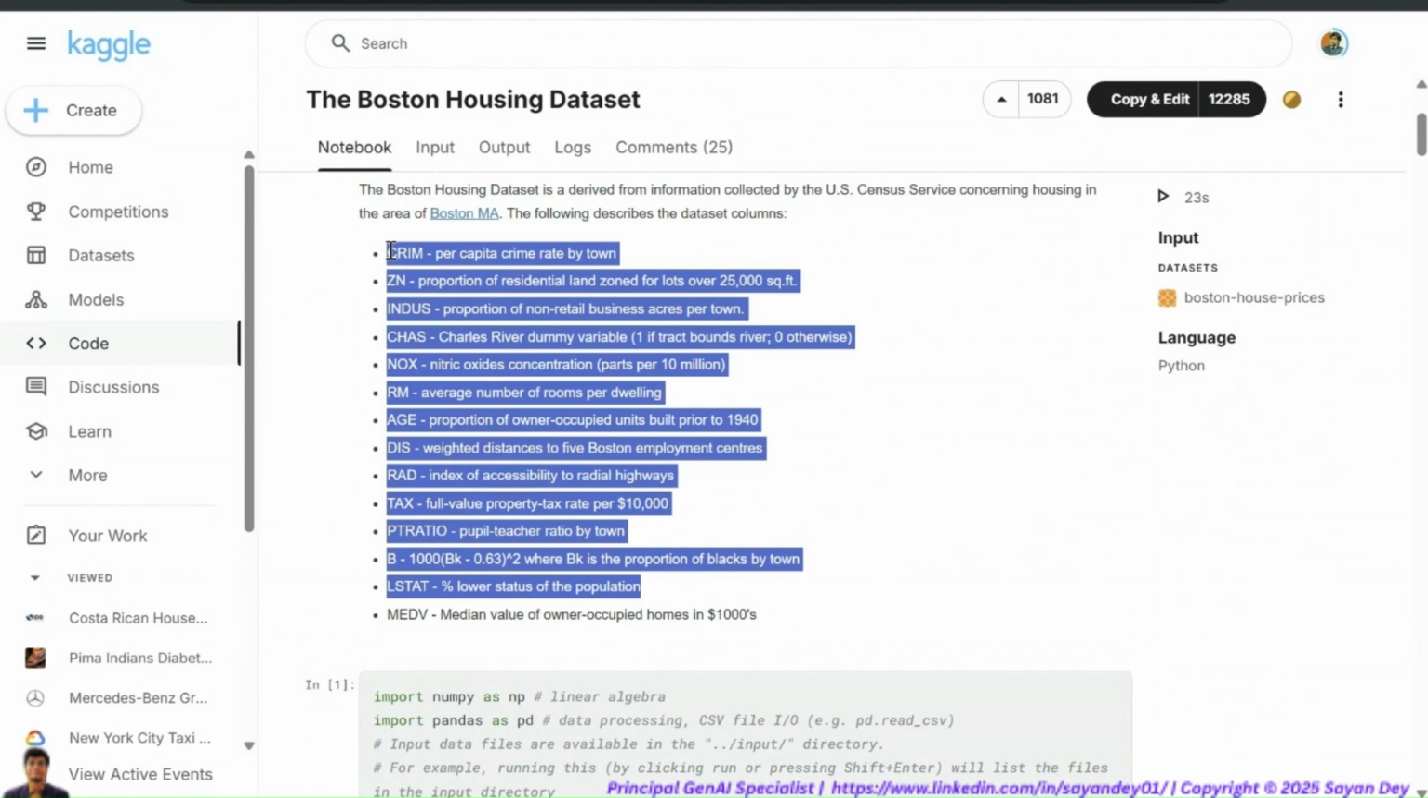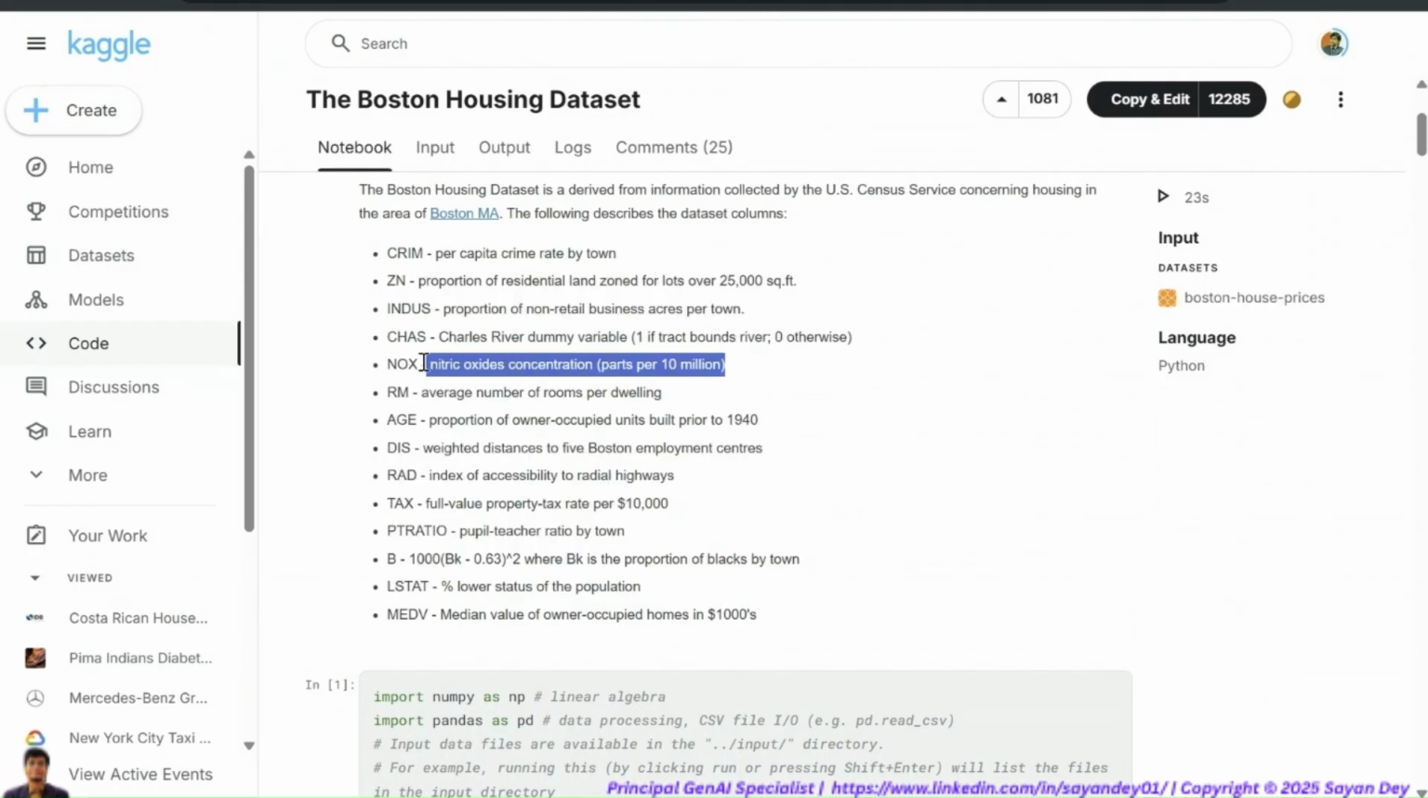You can see it is also looking at nitrogen oxides concentration, which gives an idea of the pollution levels in the locality, right? Then there is the weighted distance to 5 Boston employment centers. If you're very close to an employment center, most likely your prices are higher. But if you're very far away, maybe in the outskirts or the suburbs of the city, then the housing prices are much lower. So these are the features that we are using to predict the prices of the houses.